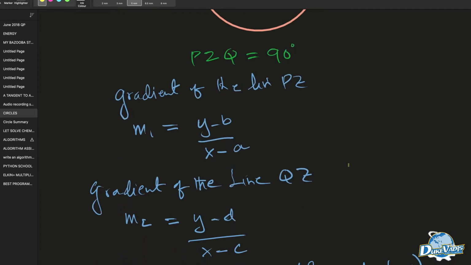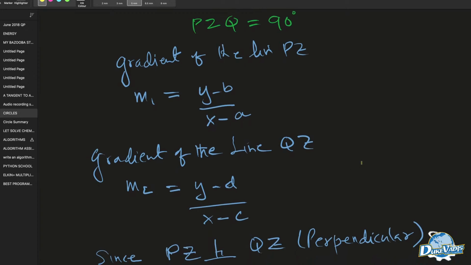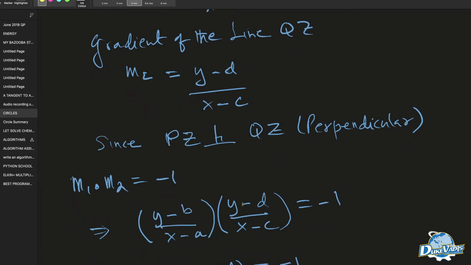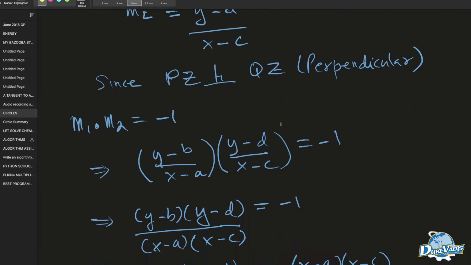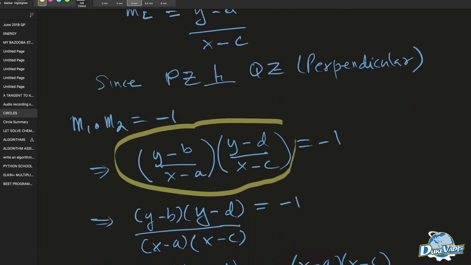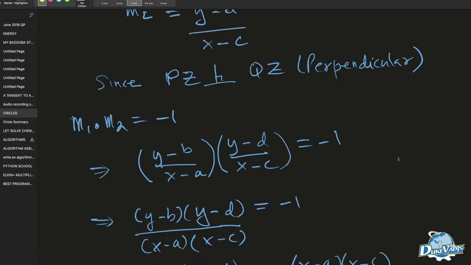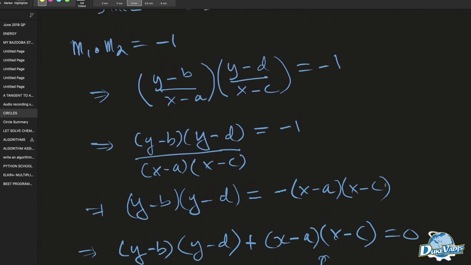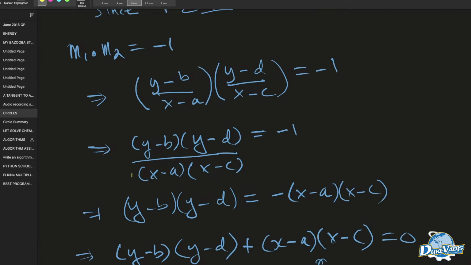Now, since we know PZ and QZ are perpendicular, the product of their gradients will give us -1. That is something we know all the time. The two gradients, when you multiply them, should give you -1. So now we put the respective coordinates that we deduced, multiply the two of them, and that is going to give us -1. Fantastic. After that, we do our normal expansion. We cross multiply, so there's the whole product multiplying -1. There it is.